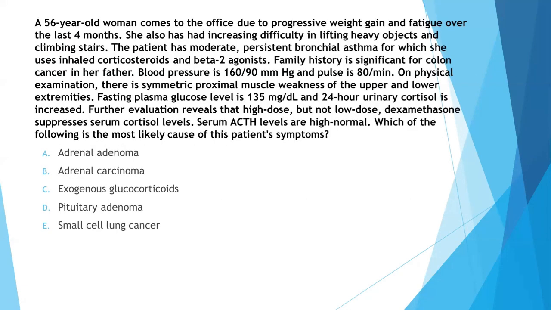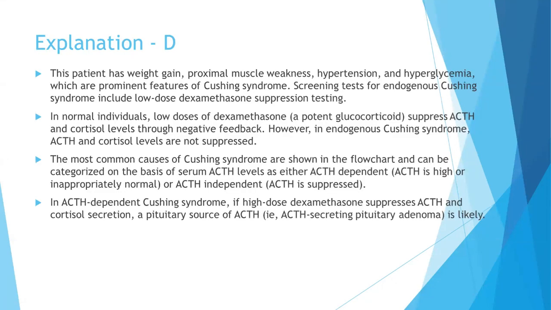So the correct answer here is pituitary adenoma. The patient has weight gain, proximal muscle weakness, hypertension, and hyperglycemia, which are prominent features of Cushing syndrome. Now, the screening tests for endogenous Cushing syndrome include low-dose dexamethasone suppression testing. In normal individuals, low-dose dexamethasone suppresses the ACTH and cortisol levels through negative feedback. However, in endogenous Cushing syndrome, ACTH and cortisol levels are not suppressed.